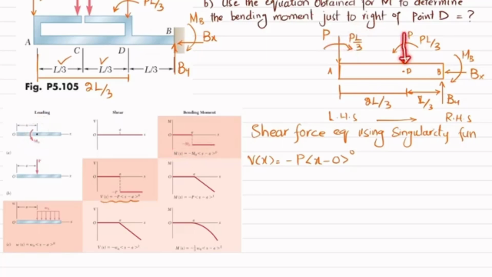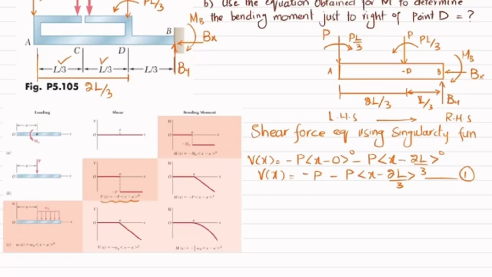Now the second load is point P, and it is acting at a distance of 2L by 3. This distance is 2L by 3, which is equal to A for this point load. So I can write minus P into x minus A, where A is 2L over 3, power 0. And this moment is also having no shear force equation. So V of x will be equal to minus P, and x power 0 is 1, so it will be minus P, and minus P into x minus 2L by 3. This is your equation number 1, which is the required shear force equation using singularity function.